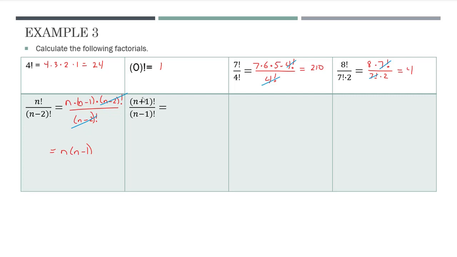We have one last one, so n plus 1 factorial over n minus 1 factorial. Again, we need to make that numerator and denominator have the same factorial, so we can do some canceling. So it's going to be n plus 1, and then times, well, take 1 off of that, so we get n, and then take another 1 off, so we get n minus 1 factorial. Well, now it matches the denominator, so I can cancel out my n minus 1 factorials. And so we're just left with n times n plus 1.